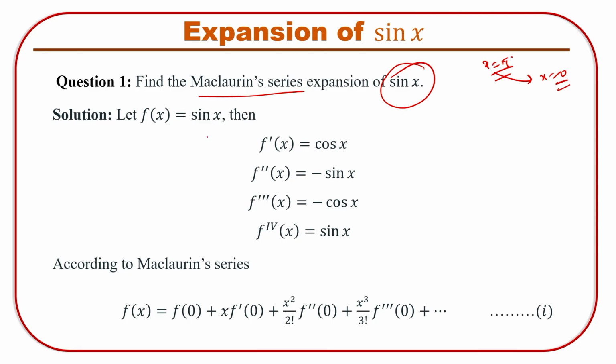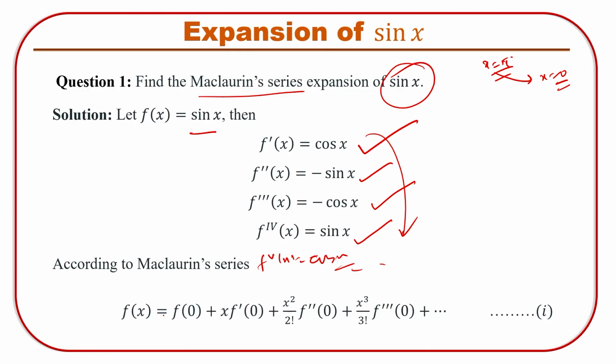So, let f(x) equal to sin x. You have to calculate f dash of x, which is equal to cos of x, f double dash of x equal to minus sin x, and f triple dash of x is equal to minus cos x, f fourth of x equal to sin of x, and so on, f fifth of x is equal to cos of x. And then the whole series is repeating.